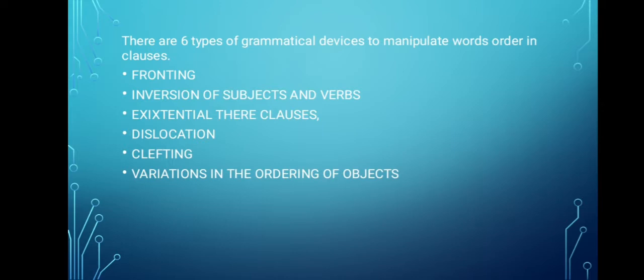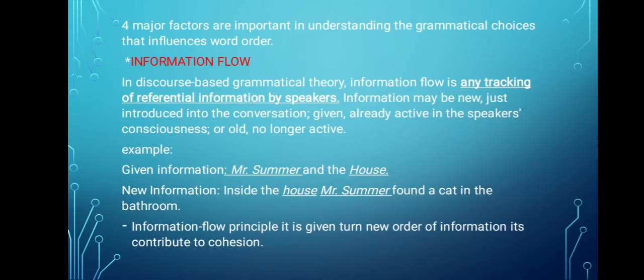Actions in ordering the objects is an alteration of the scope of the words in a construction, in the form of an addition. We have here the four major factors important for understanding the grammatical choices that influence the word order. First, information flow.